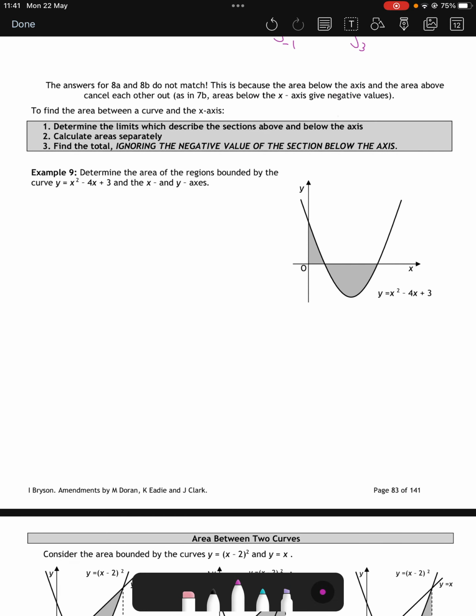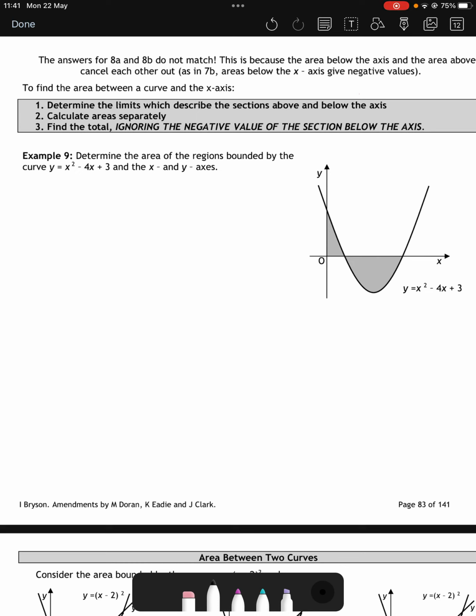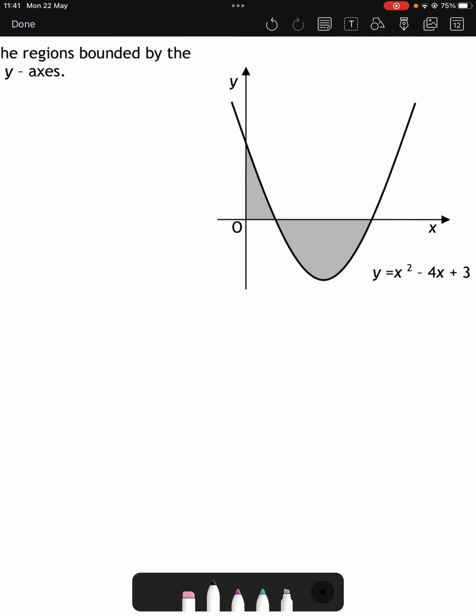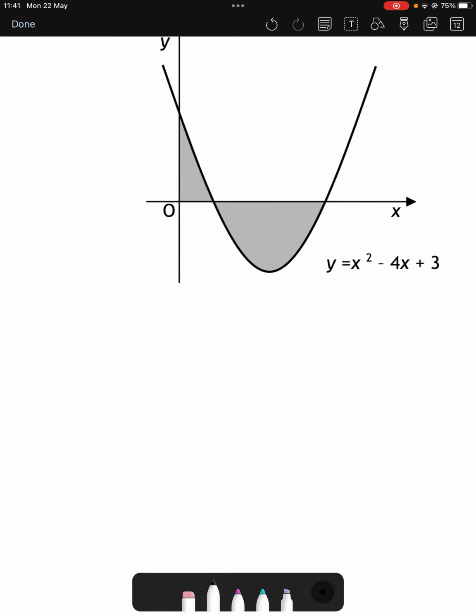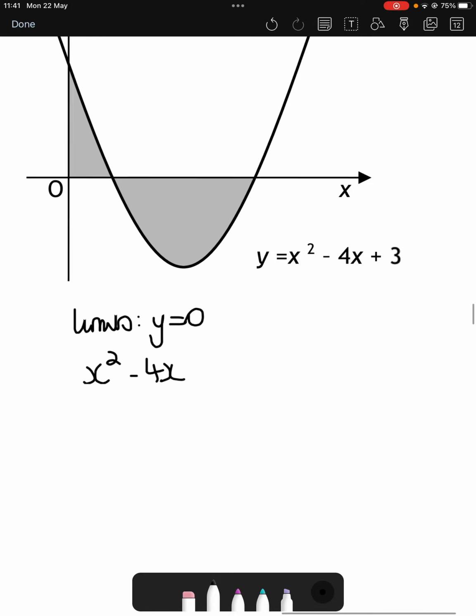Okay, so that's what we're going to do here in this example 9. So what we've got is determine the area of the regions bound by the curve and the x-axis. Now the first thing is, you can see we don't have any information of where the limits actually are. What we do know though is that it's where it cuts the x-axis. So for your limits, that is when y is 0, because it's where it cuts the x-axis.